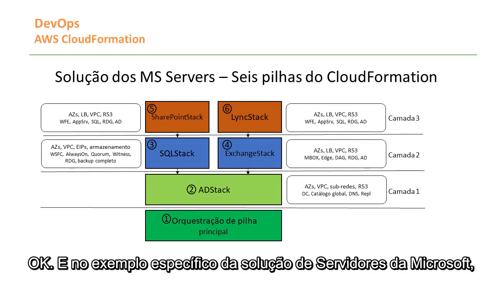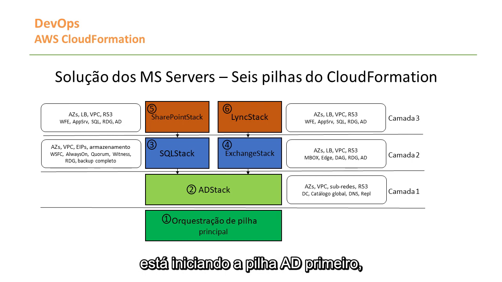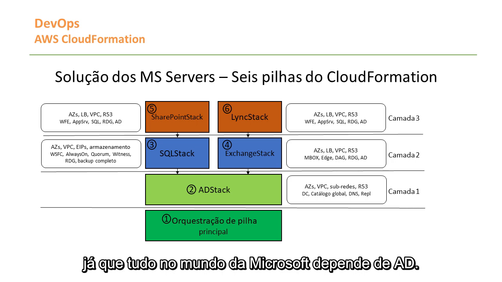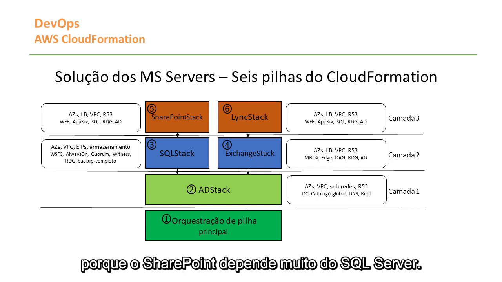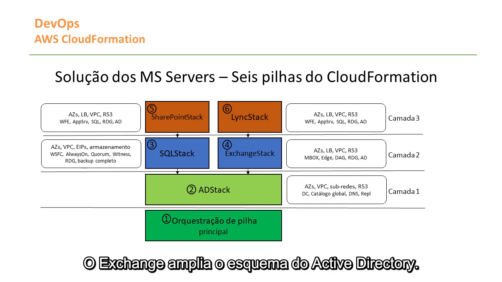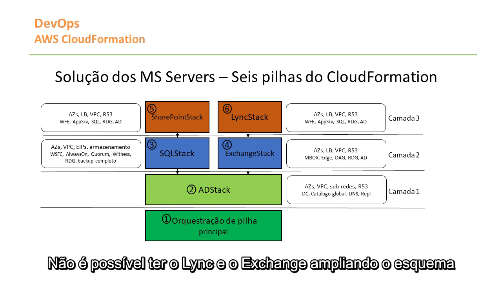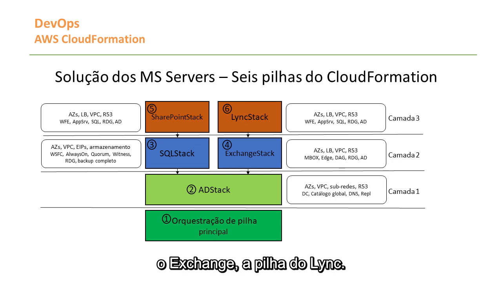Okay, and in the particular example of the Microsoft Server solution, I alluded to this earlier, but the master stack starts the AD stack first because everything in the Microsoft world relies on AD. And if I want to run something like SharePoint, the next thing I have to do is run SQL Server because SharePoint takes a hard dependency on SQL Server. In the case of Exchange, it has a dependency on Active Directory, and Exchange extends the Active Directory schema. We can't have Lync and Exchange both extending the schema at the same time, and so Lync waits for Exchange to extend the schema before the Lync stack runs.